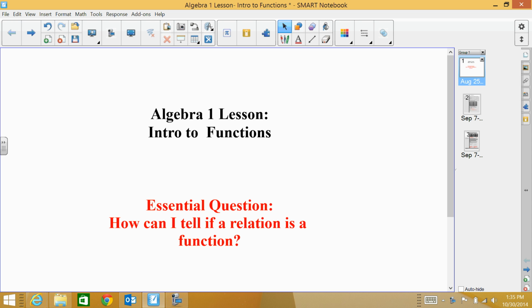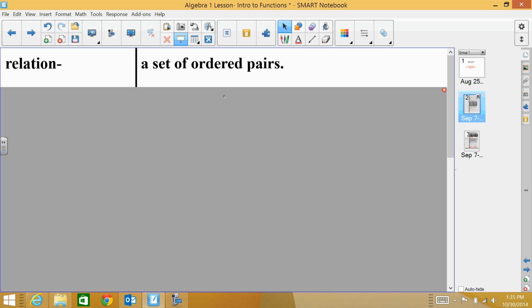For our lesson on functions, we're going to introduce functions, and we're also going to answer the question, how can I tell if a relation is a function? Now this is review for most of you, so some of you might already know the answer to that question. But let's go ahead and refresh your memory if you're not sure.